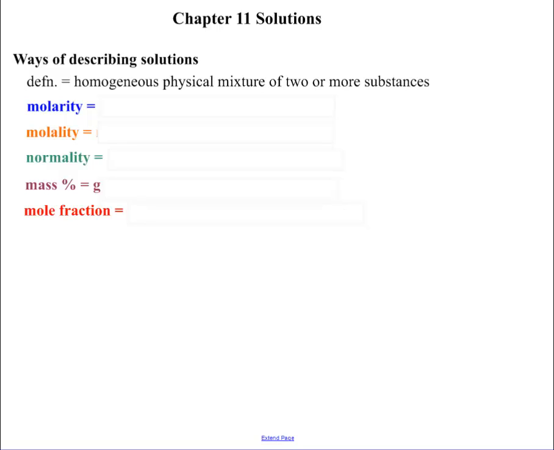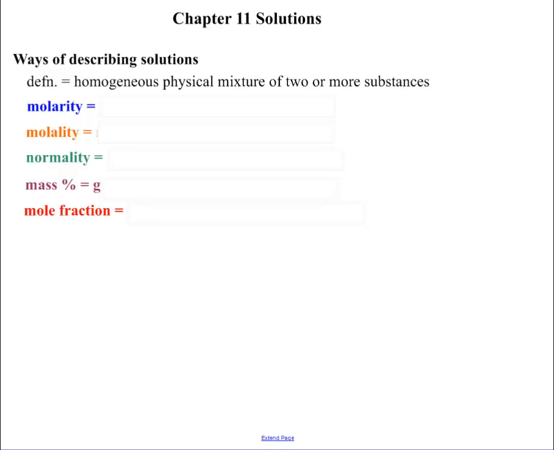Chapter 11, we're going to take a look at solutions. First, we need to remember what a solution is. And we learned back at the beginning of the year, solutions are homogeneous mixtures of two or more substances. Then we need to be able to quantify how much solute we have in our solution, and a variety of ways we can describe that amount, and those are the terms that are listed.